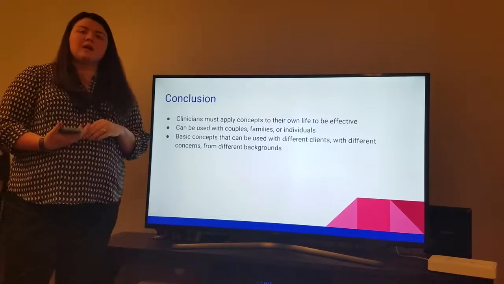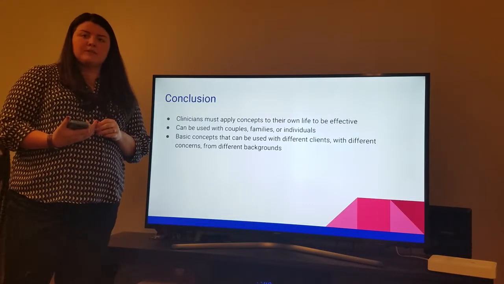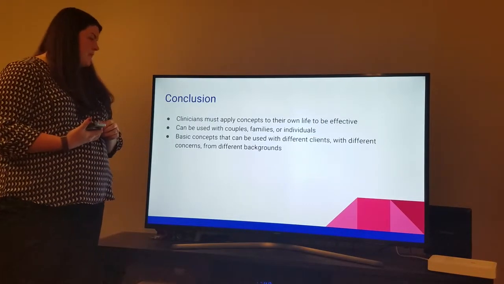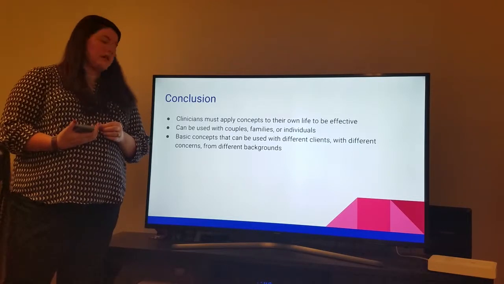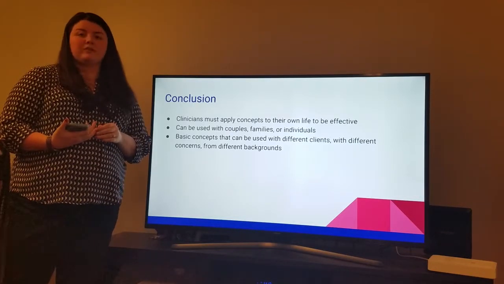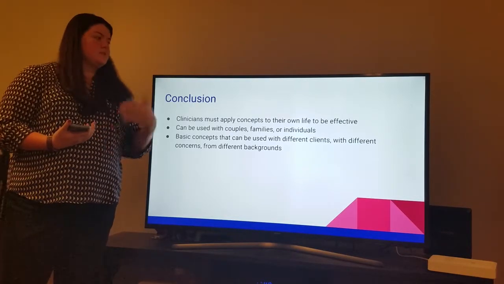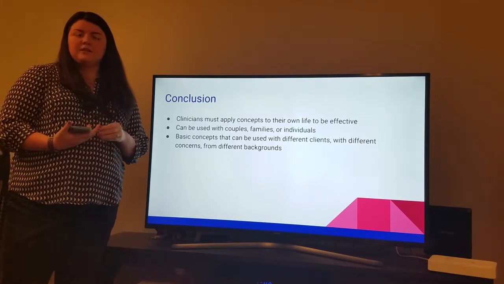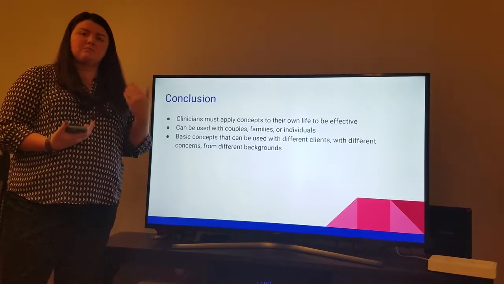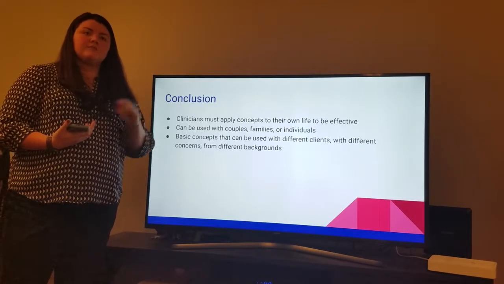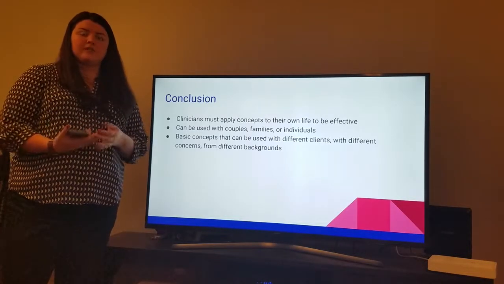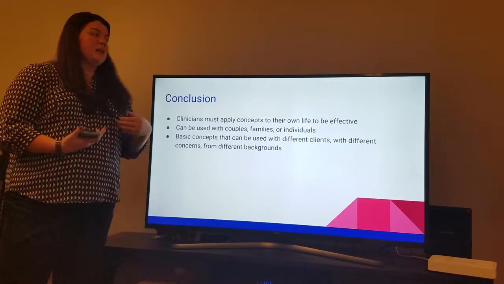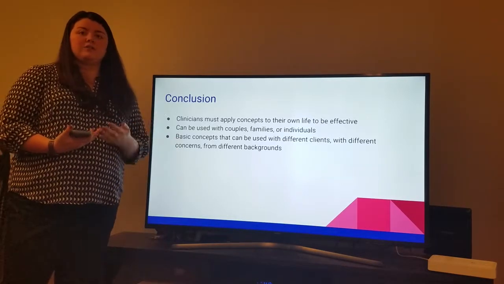It can be used with couples, families, or individuals. There's no limit to this model. The basic concepts can be used with different clients, with different concerns, and from different backgrounds. It's able to be used with all of your clients, it's easy to understand, and it's very to the point. While clients need to come to their own realization, as we all know, it is easy to put it into the framework.